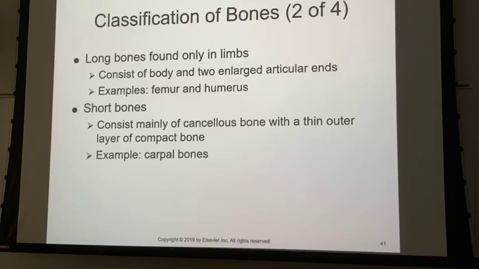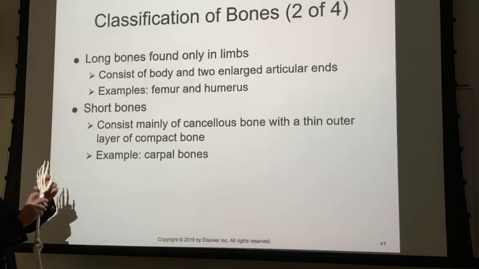One bone articulates with the other. So at your elbow joint, you've got three different bones forming that joint space, and they all articulate. So you've got things like femurs and humerus. Short bones will be things like your carpal bones, being your wrist bones. So they kind of look like individual little pebbles.